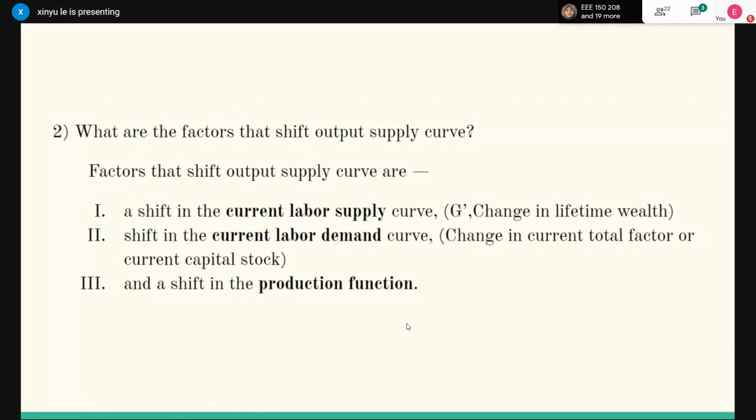So next is, what are the factors that shift the output supply curve? Factors that shift the output supply curve are first, a shift in the current labor supply curve, which is an increase in G or a change in lifetime wealth. Second is a shift in the current labor demand curve, which is a change in current total factor productivity or current capital stock. And the third is a shift in the production function. Next.